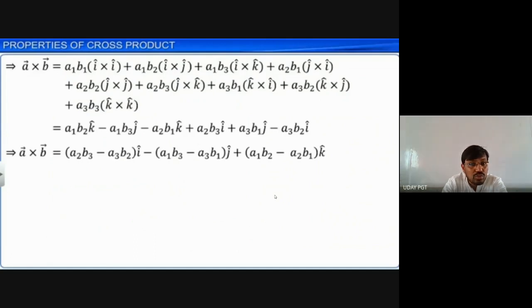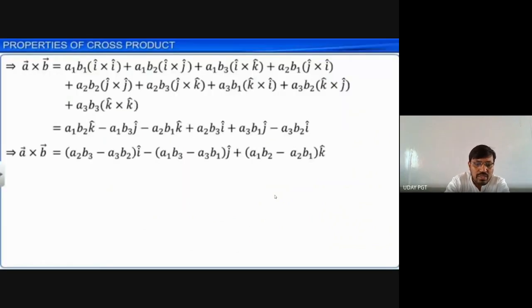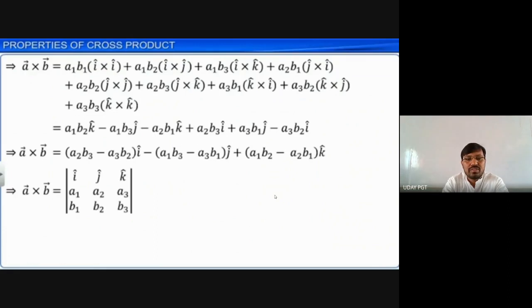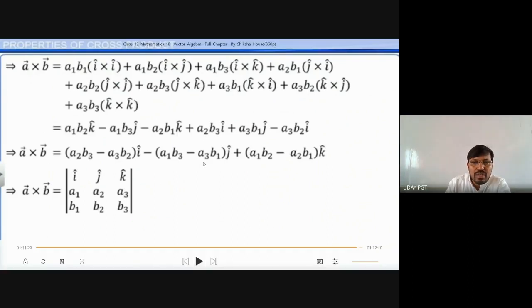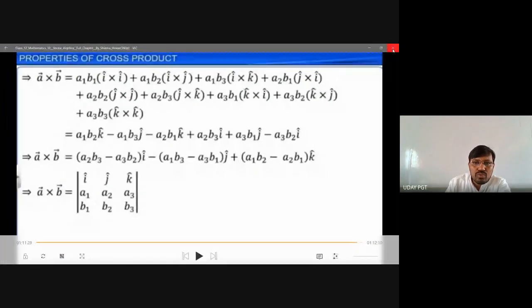To remember this is a difficult task for you. That's why you need to remember the determinant of the matrix obtained by I, J, K as the first row, A1, A2, A3 as the second row, and B1, B2, B3 as the third row. You find the determinant of this 3 by 3 matrix, and we are going to get the same result. So this is the way to find the cross product of the 2 vectors.